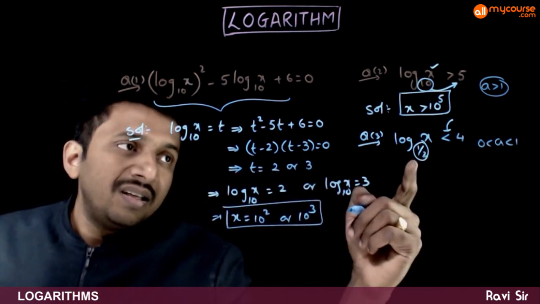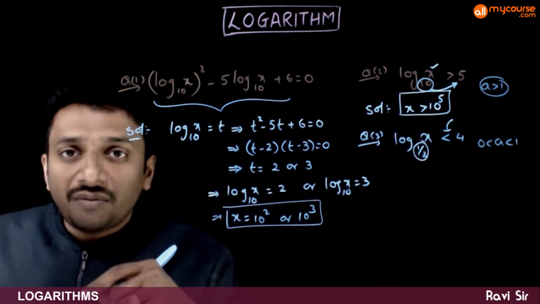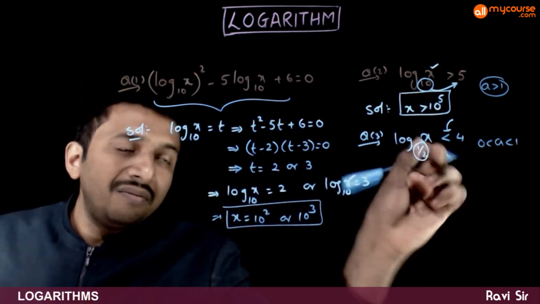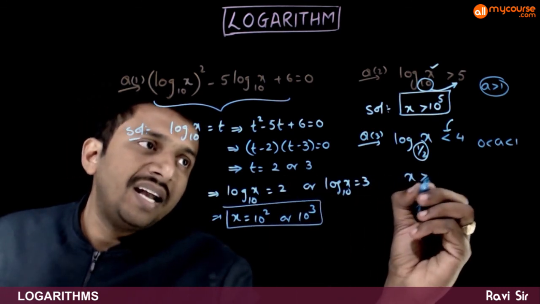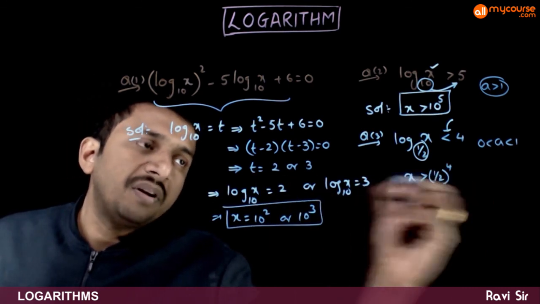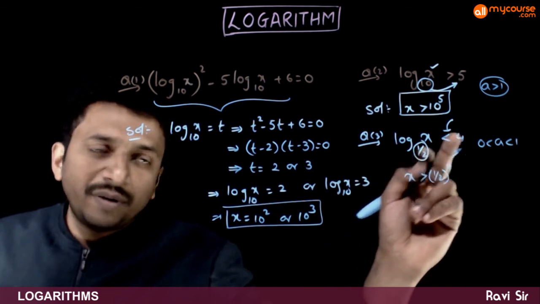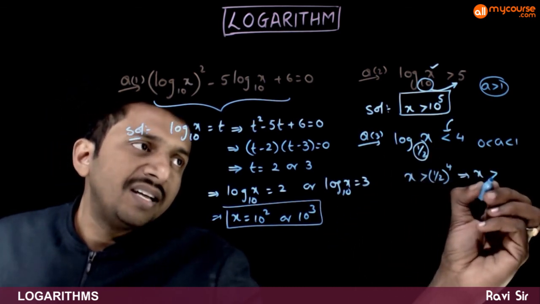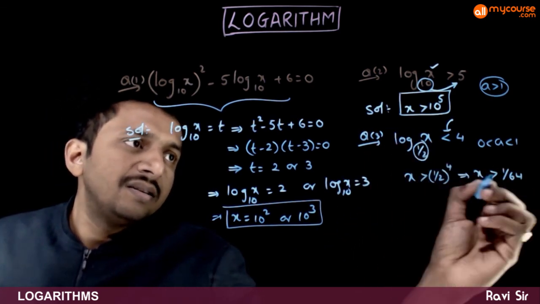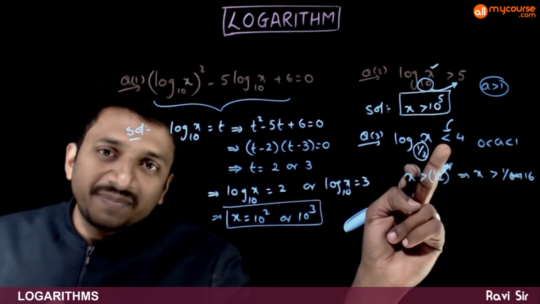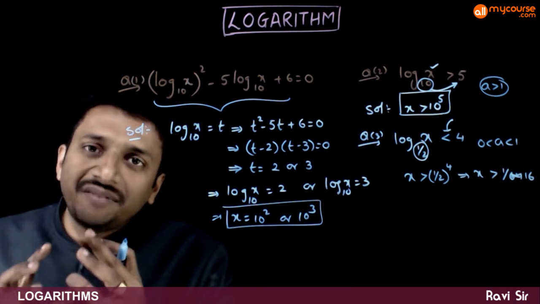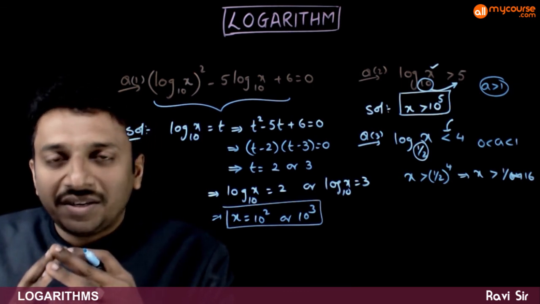If the base is in between 0 and 1, you can convert this into exponential form, but you need to reverse the sign. It is x is greater than half power 4. Half power 4, that is, x is greater than 1 by 16. So this less than has become greater than. So that's the difference between equalities and inequalities.